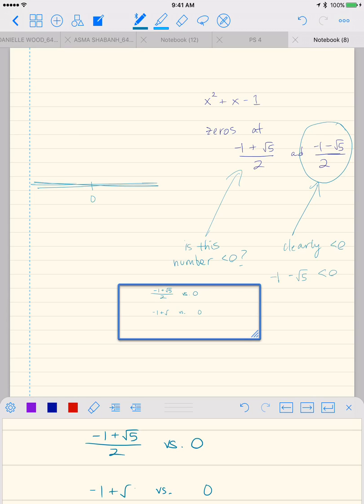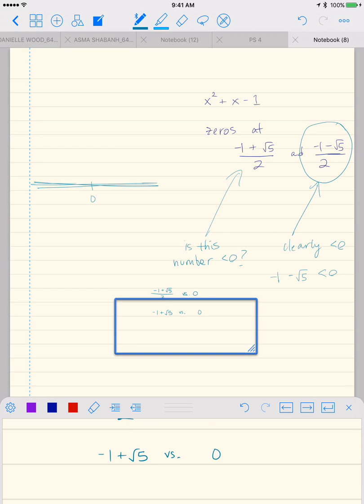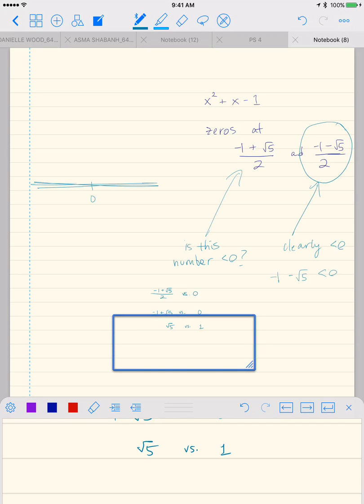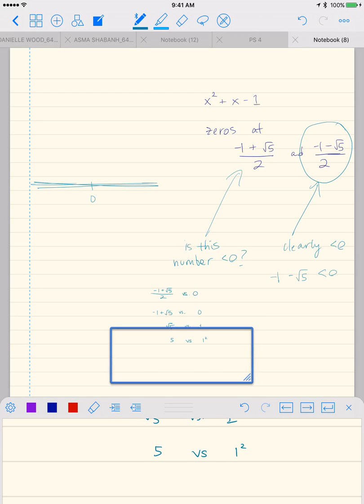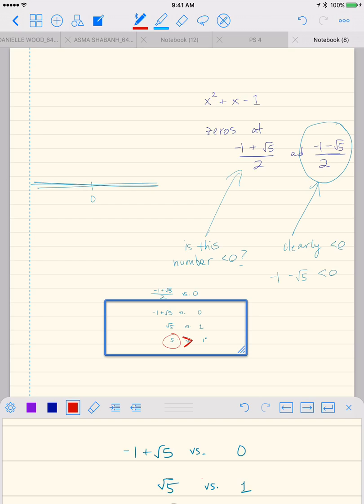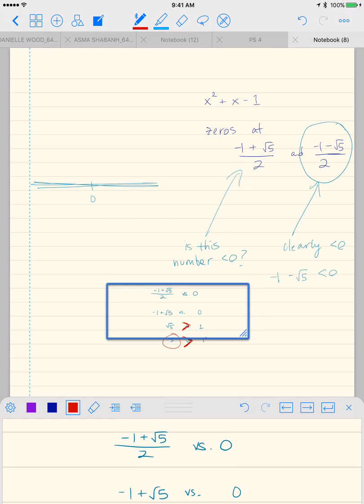Negative 1 plus root 5. I'm going to add 1 to both sides, versus 1. And then now I can square both sides because we're dealing with two positive numbers. So I'll say 5 versus 1 squared. So this is bigger, right? 5 is bigger than 1. So square root of 5 is bigger than 1.